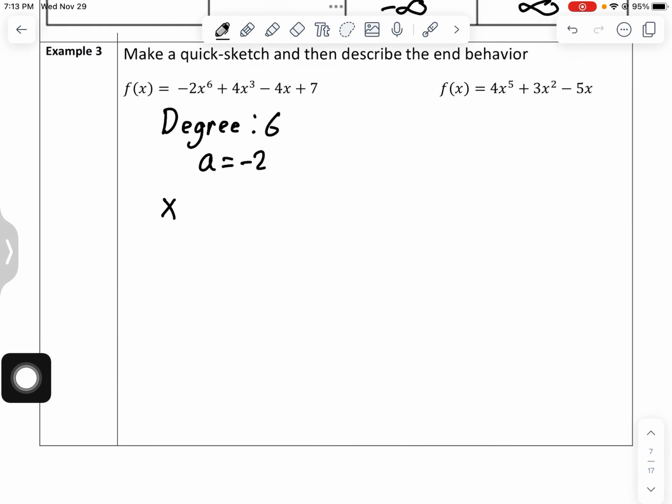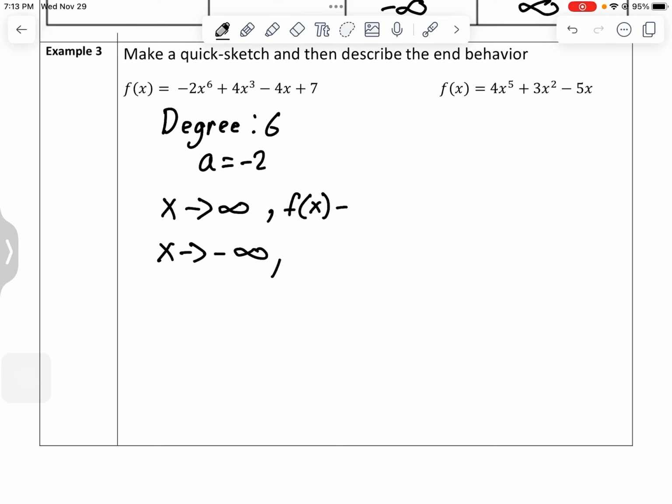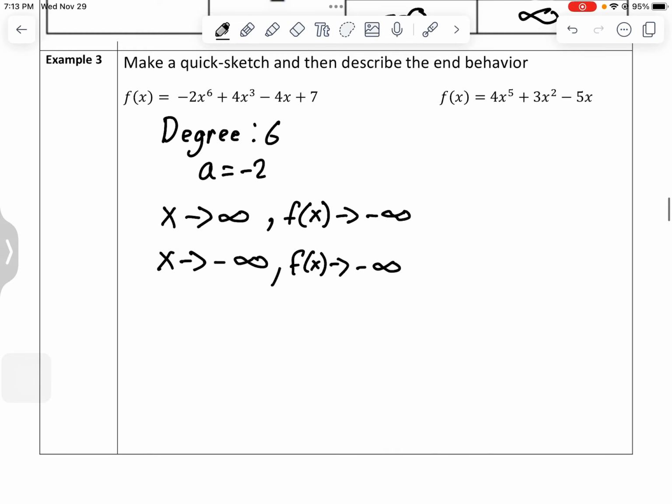So this is how we would describe it, and we can write this out here. So as x approaches infinity, x approaches negative infinity, you can go back and copy these if you need to, then f of x will go down because both of them follow the same direction. Here, f of x would go down. All right, now we're going to look at the next one.